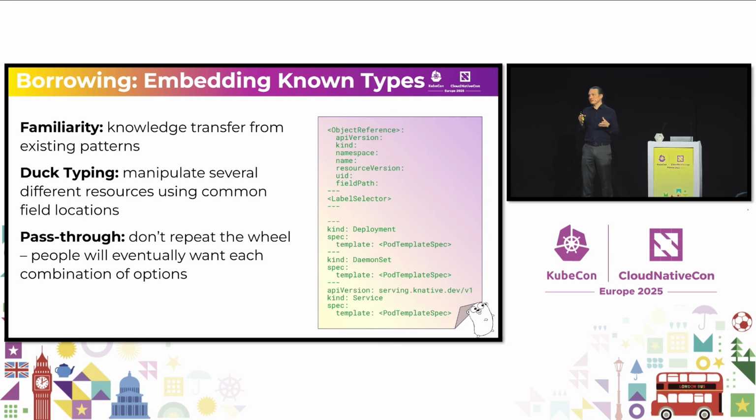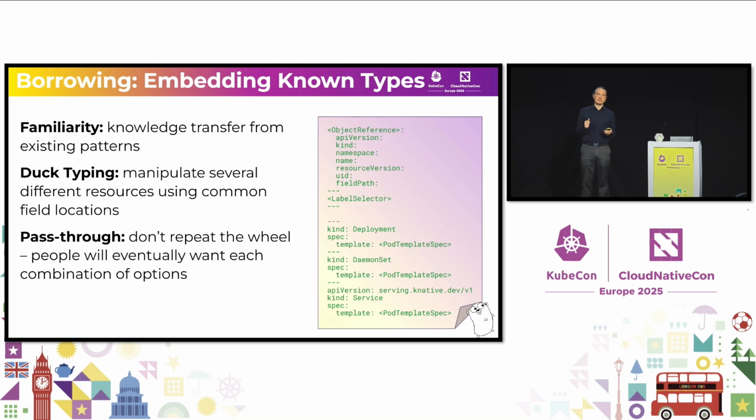Similarly, there's a pattern. Knative has done a lot with it, but I've seen Crossplane and other things use it as well, called duck typing, where you have a bunch of different objects, but they all have a particular field that matches a common pattern. So if you look at a deployment, it has a spec and a template, and inside the template is a pod template spec. You look at a daemon set, spec, template, it's the same thing inside there. You look at a job, same thing inside there. You look at a Knative service, it looks the same. It's got a pod template spec and spec template.